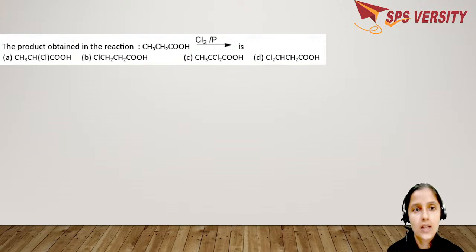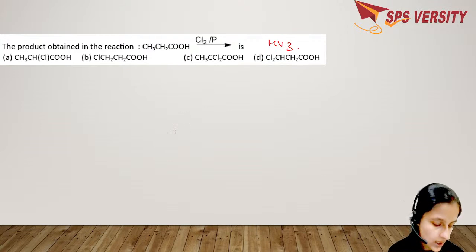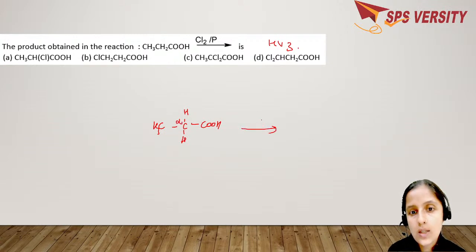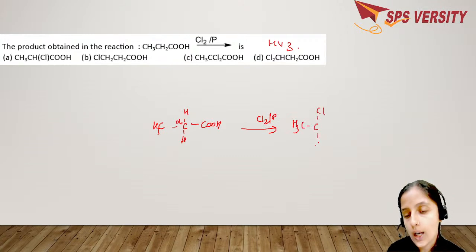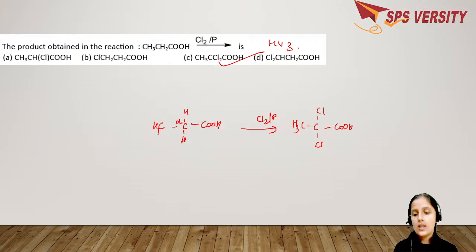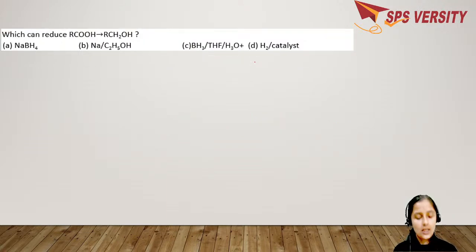The product obtained in this reaction is, so this is nothing but the HVZ reaction. If it is a HVZ reaction, CH3, CH2 has 2 hydrogens attached to the carboxylic acid group, that's alpha hydrogens. When it is treated with Cl2 or phosphorus, both the alpha hydrogens get replaced by the chlorine atoms. So you get CH3, C, Cl2, COOH, which could be option C. Option C is the right answer. Then the next question which we have here is, which can reduce the carboxylic acid to alcohol.